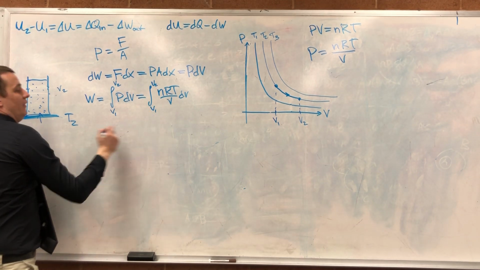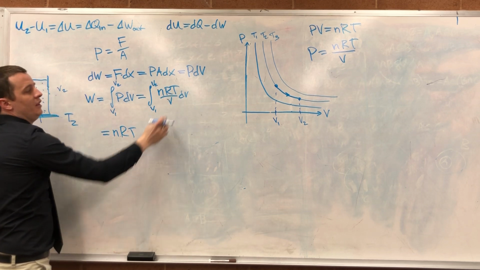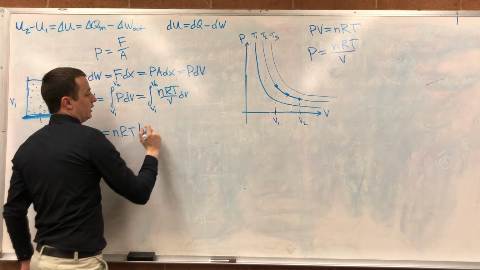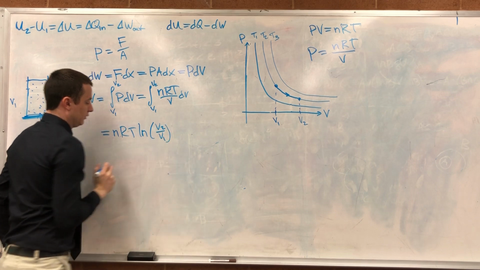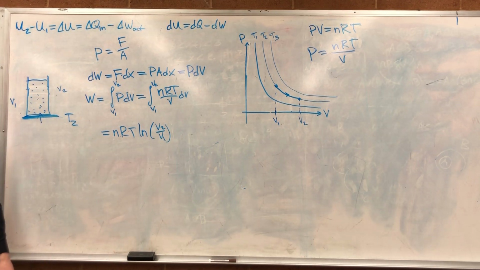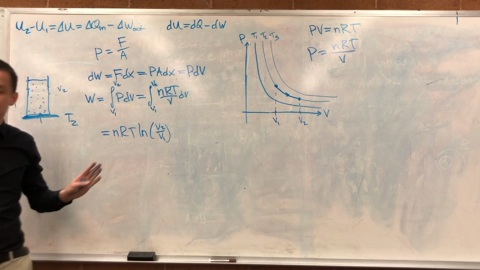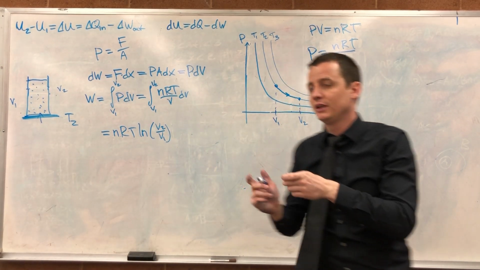I see. And then you solve that. The nRT, we can pull all that out. The integral of 1 over V is just natural log of V. So it's going to be the natural log of V2 minus the natural log of V1, or the natural log of V2 over V1, same thing. Natural log of V2 minus the natural log of V1 is the same thing as the natural log of V2 over V1. You follow that? Skipped ahead a little.